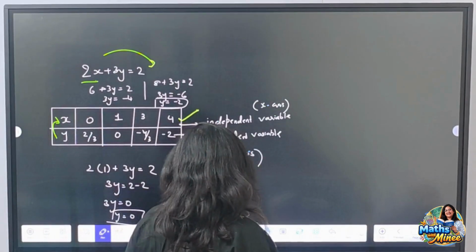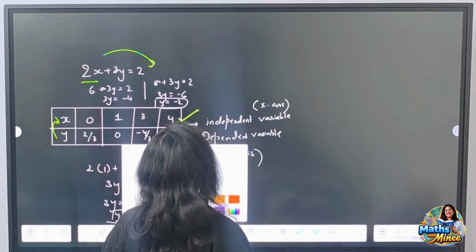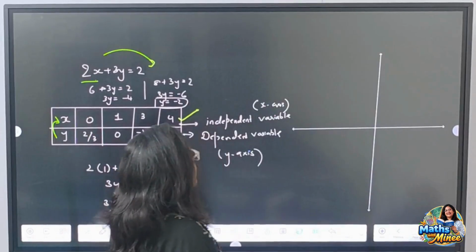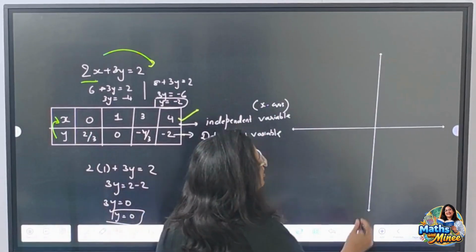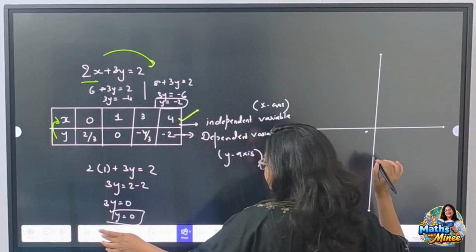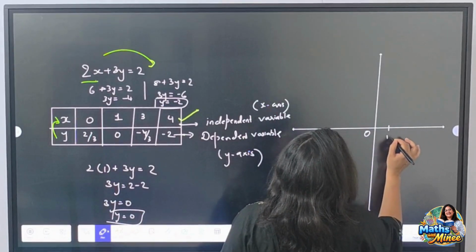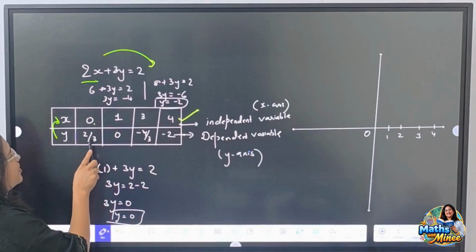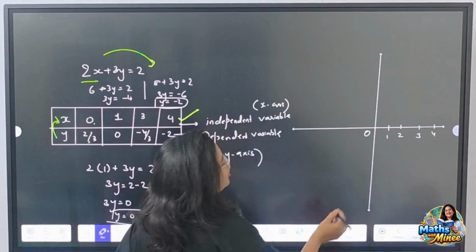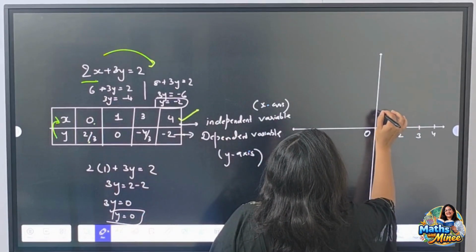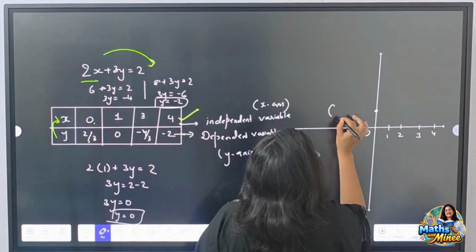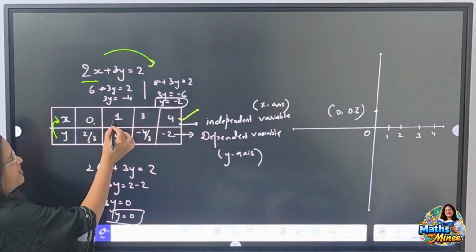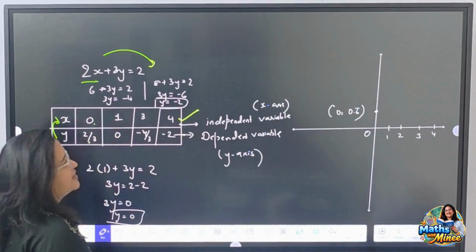Now if you just have a graph, right? The values of x are fixed: 0, 1, 3, 4. So 0, 1, 2, 3 and 4. Now when you have taken the value of x as 0, you got 2 by 3, which is equal to 0.6. So here I'll just randomly put 0 and 0.6. But when you have taken the value of x as 1, right? So it is 0.